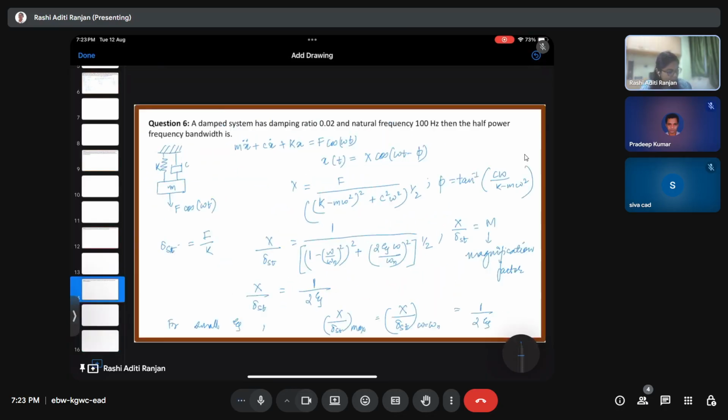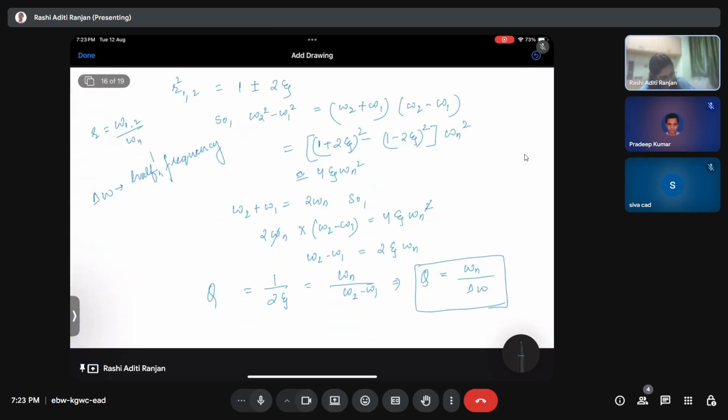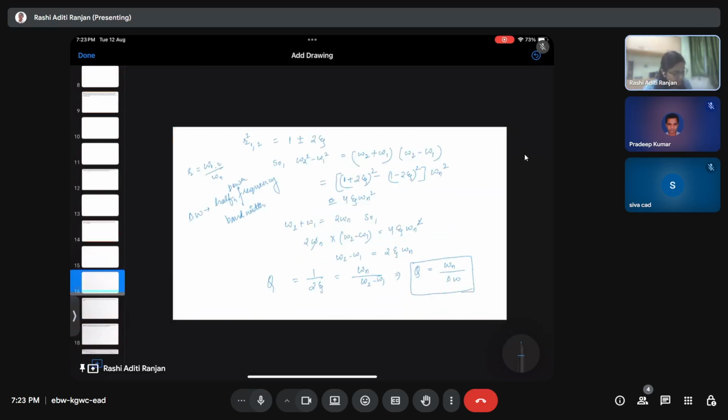Half power frequency bandwidth. So now if I have the value of quality factor and the natural frequency, I can find this half power frequency bandwidth. Or if I have the value of the half power frequency bandwidth and the natural frequency, I can find out the value of quality factor. Okay. So as given in the question, we have the damping ratio as 0.02 and natural frequency as 100 Hertz.